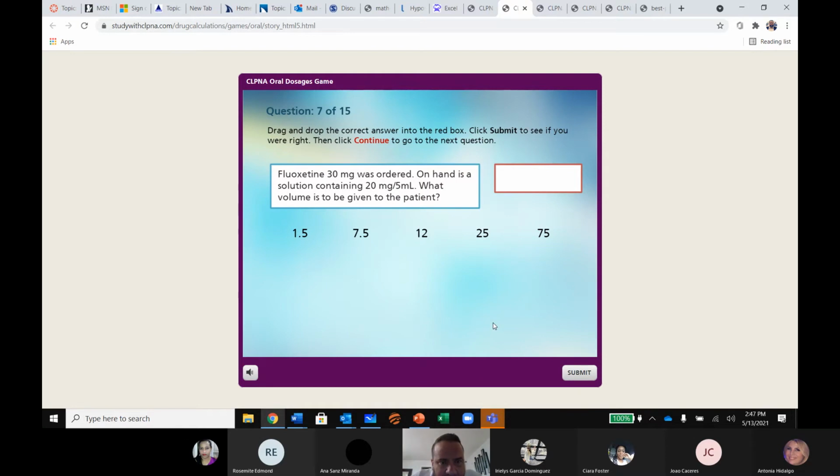Fluoxetine, 30 milligrams was ordered. And the solution contains 20 milligrams per 5 ml. What is the volume to be given to the patient? 7.5. Say it again? 7.5.